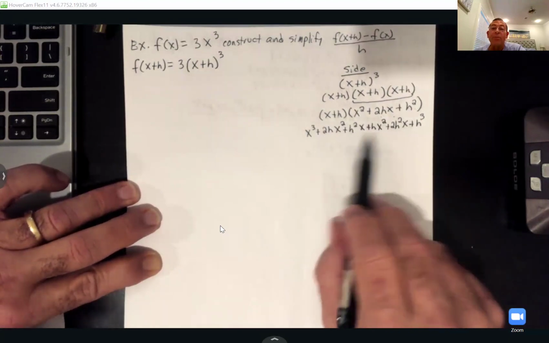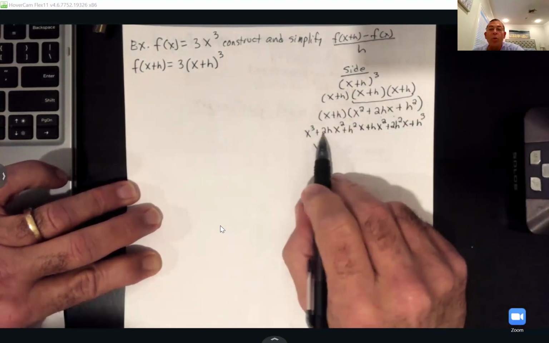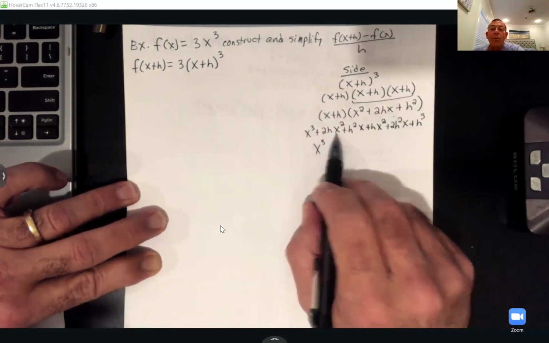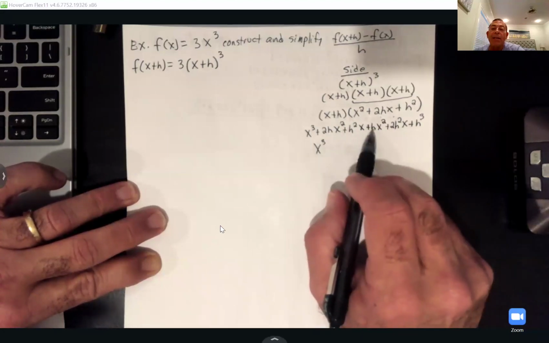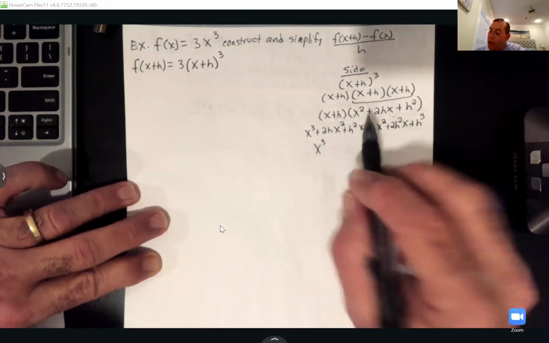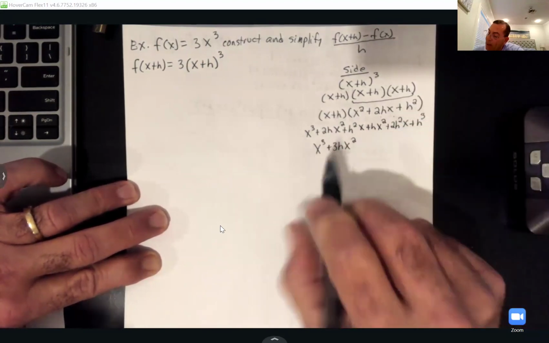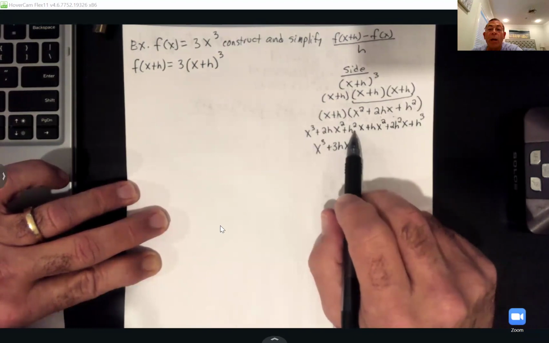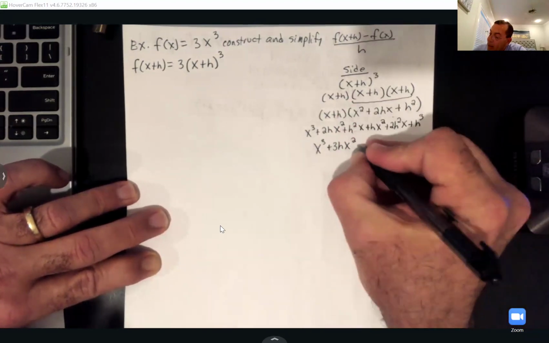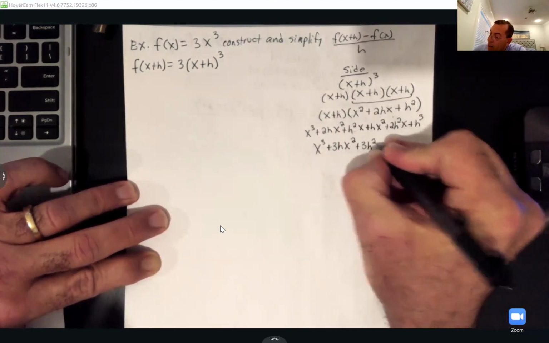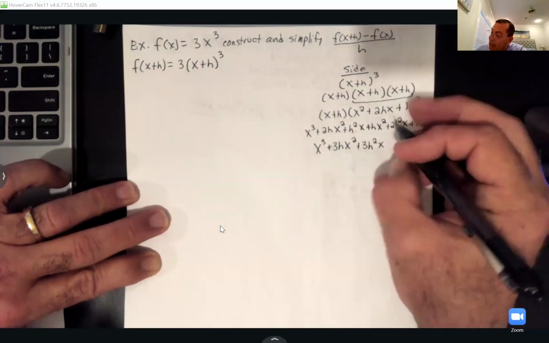Now, y'all, you do have like terms in here. So bring down that x to the third. These 2hx squareds will add to 1hx squared. So the exponents got to match and the variables. So 2 plus 1 gives me 3hx squareds. Now this 1h squared x will add to these 2h squared x's, giving me 3h squared x. So that takes care of those like terms. And at the end is my h to the third.